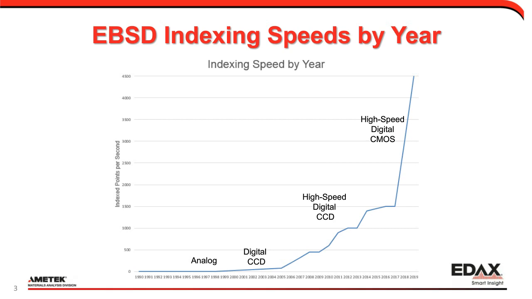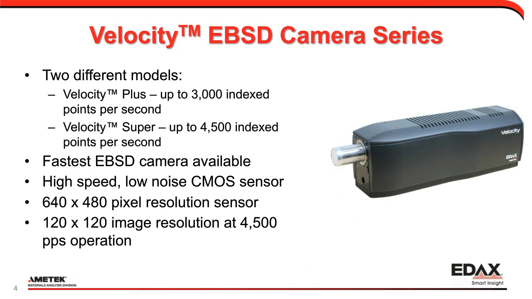And we do this with our new Velocity camera. We have the Velocity Plus and the Velocity Super. The Velocity Super is the fastest EBSD camera available. It's powered by a high-speed, low-noise CMOS camera.